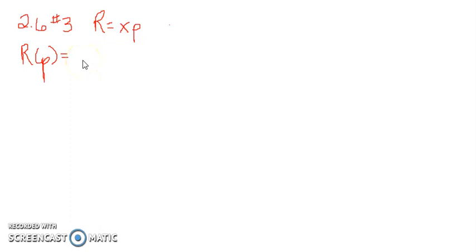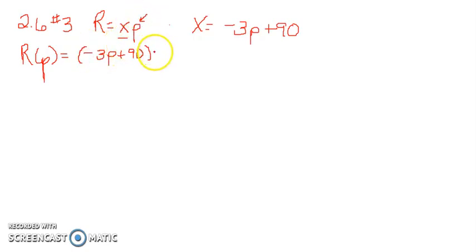I'm going to use the sample that I did, which was a different problem. X was equal to, so let me put this up here, what my problem was, X equaled negative 3P plus 90. So then when I build my function, which I'm going to use as my model for this, I have R of P is equal to, remember now, X times P, and we know what X is. So we have negative 3P plus 90, and that whole thing is multiplied times P for the price.